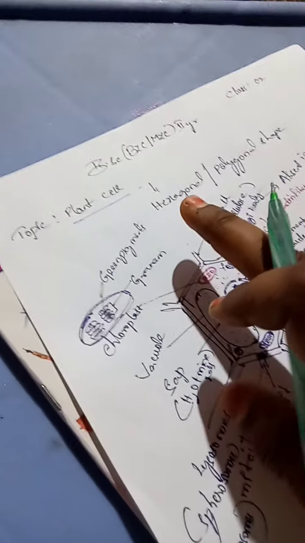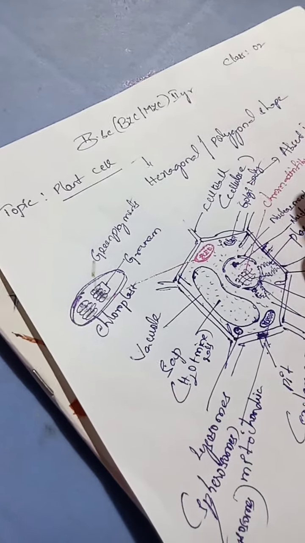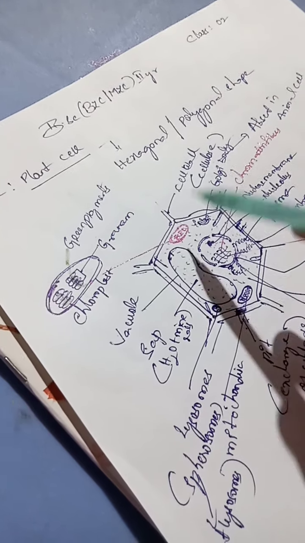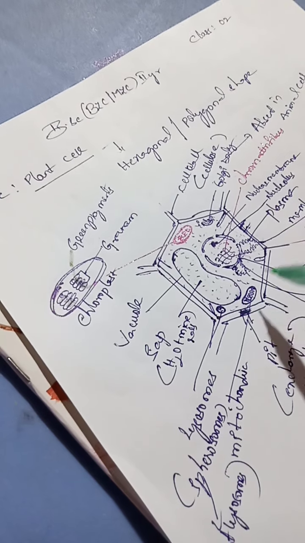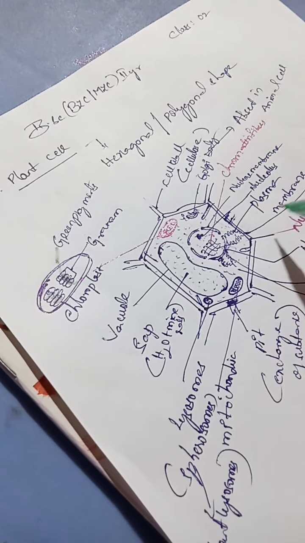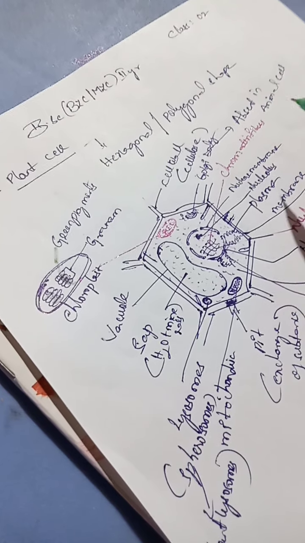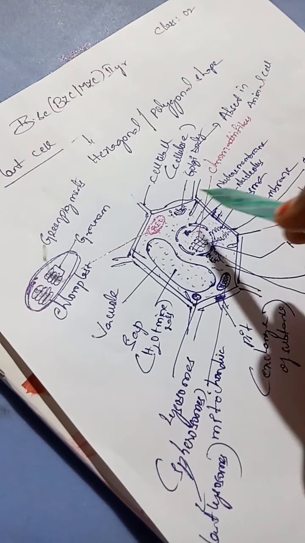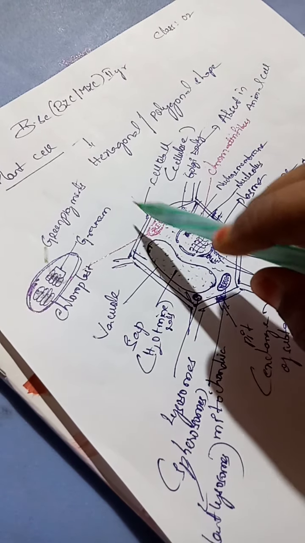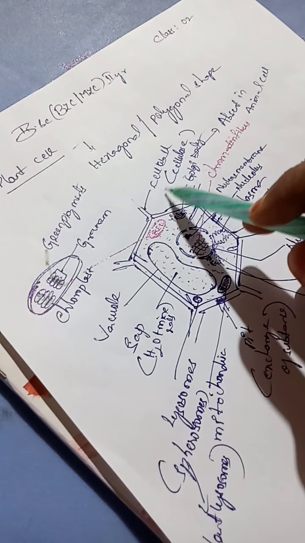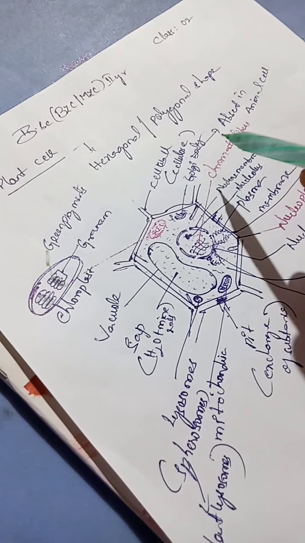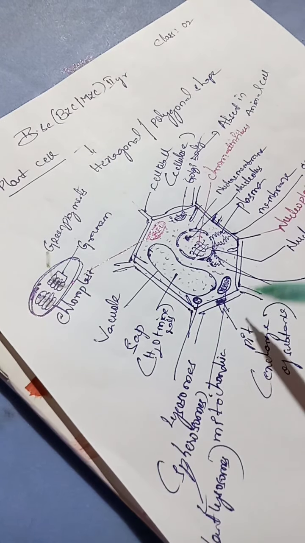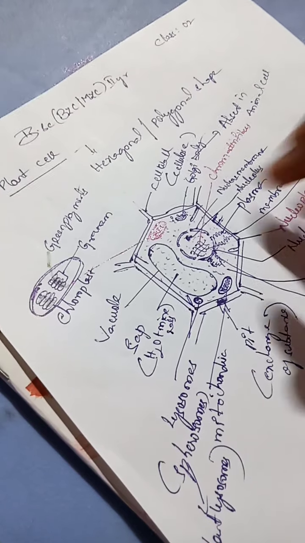Plant cells might be hexagonal or polygonal in shape, so we have taken here the hexagonal shape of the plant cell. If we see the cell, it consists of an outer membrane called the plasma membrane, made up of proteins, carbohydrates and lipids. Outside the plasma membrane there is another additional layer called the cell wall, which is made up of cellulose. Due to this cellulose the layer will be very strong.